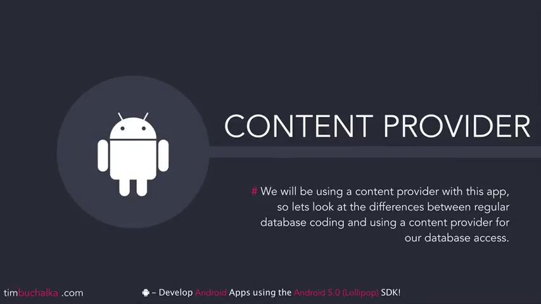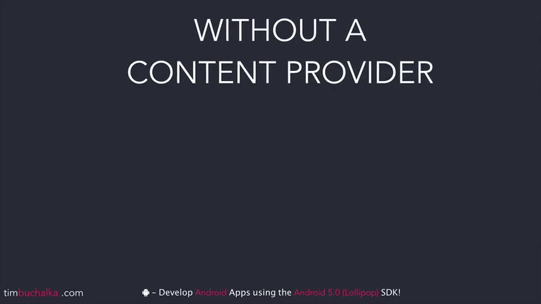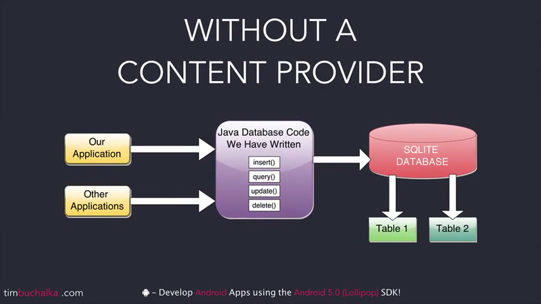So as I've said, we're going to be using a content provider with the app. So what I want to do before we get into the coding is just look at the differences between regular database coding and using a content provider for our database access. So firstly, without a content provider, this is the scenario. We've got our application and it accesses Java database code, which you've seen a couple of examples of so far. And then it talks directly to the SQLite database, which in turn updates the relevant tables.